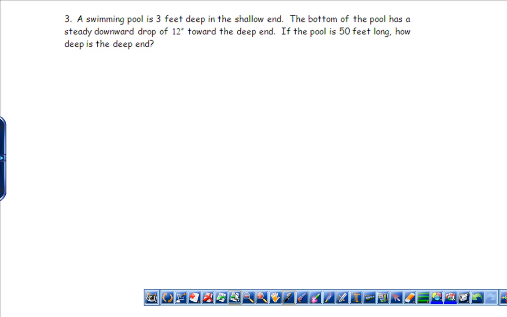If we know the shallow end is 3 feet, I kind of draw this as a rectangle at first. We know this is 3 feet, right? Then it drops off to the deep end, and I know it doesn't go straight off there. That drops off as a 12-degree drop off. This is the deep end, right?